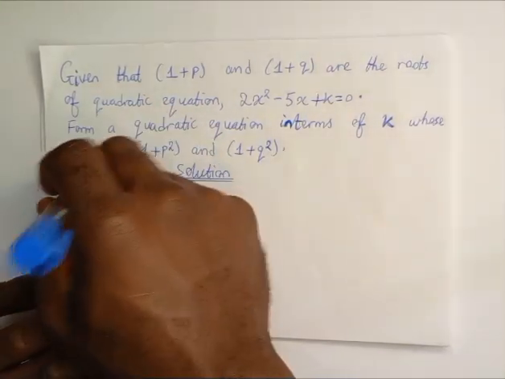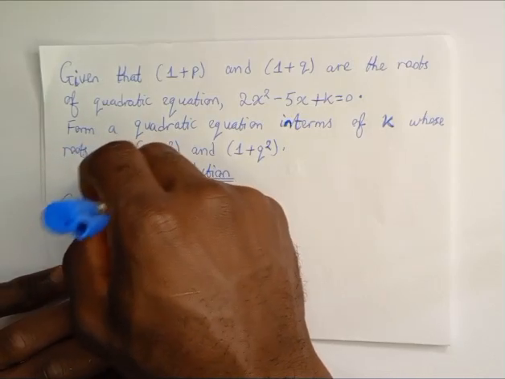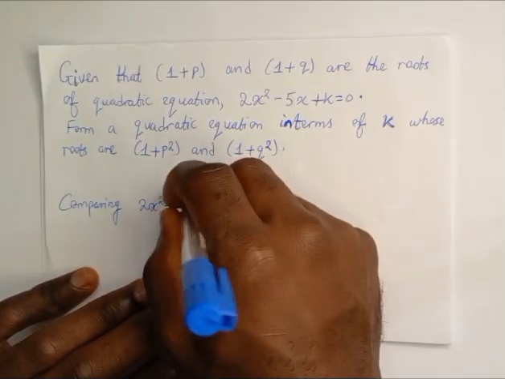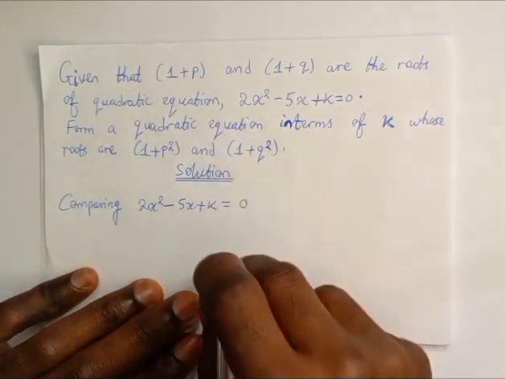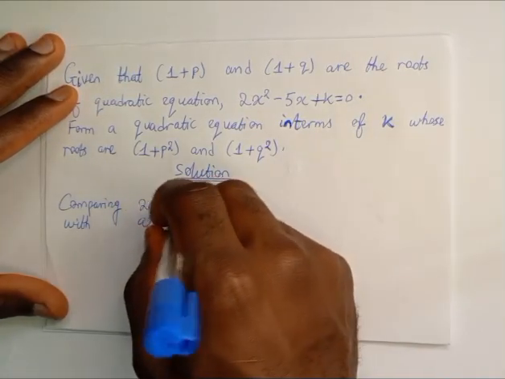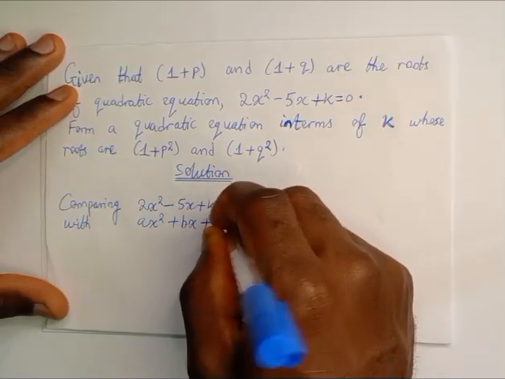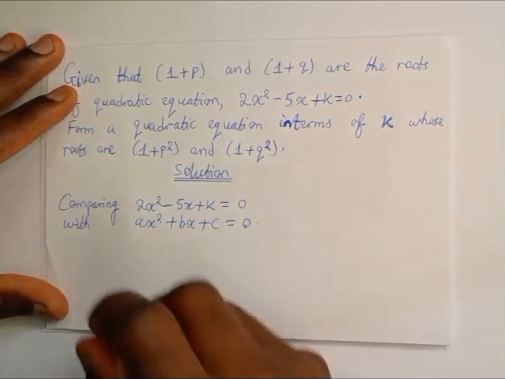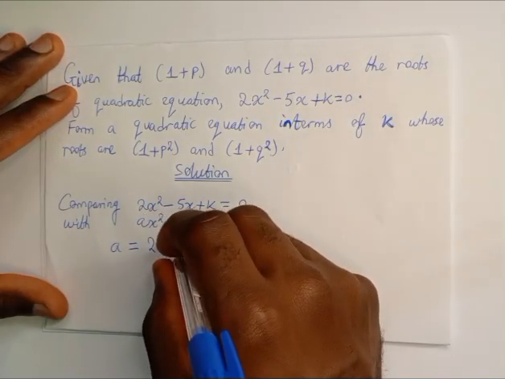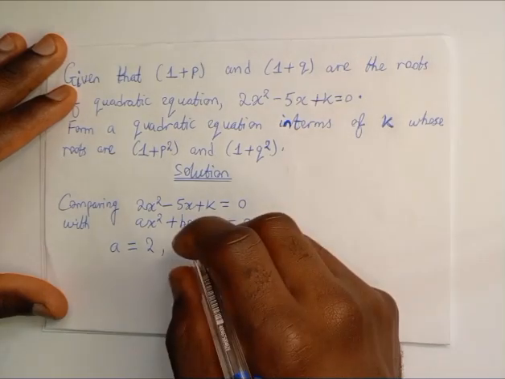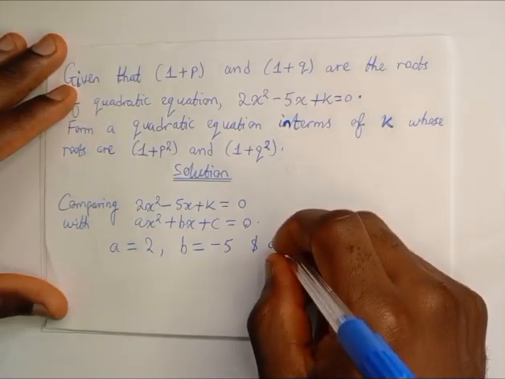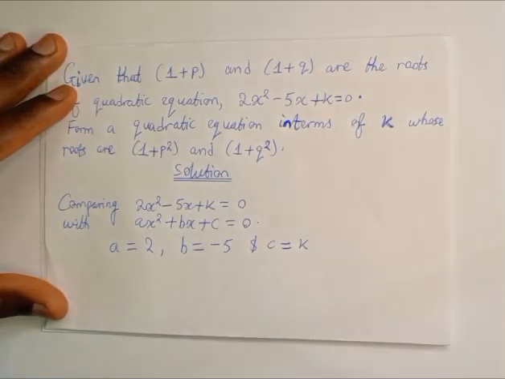First thing, we are going to start by comparing the given quadratic equation 2x squared minus 5x plus k equal to 0 with the general form of a quadratic equation ax squared plus bx plus c equal to 0. If we compare, a is equal to the coefficient of x squared, which is 2, b is equal to the coefficient of x, which is negative 5, and c is equal to the constant term, which is k.